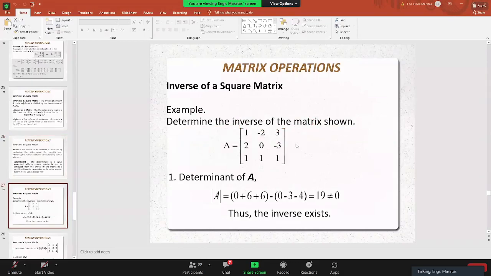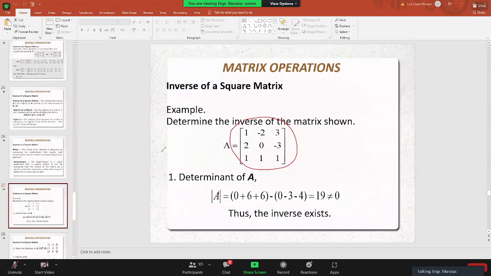So determine the inverse of this matrix. Okay, let's say we have a matrix A, and these are the elements of your matrix A. And we are required to determine the inverse. Okay? It would be easier if we use Excel, no?